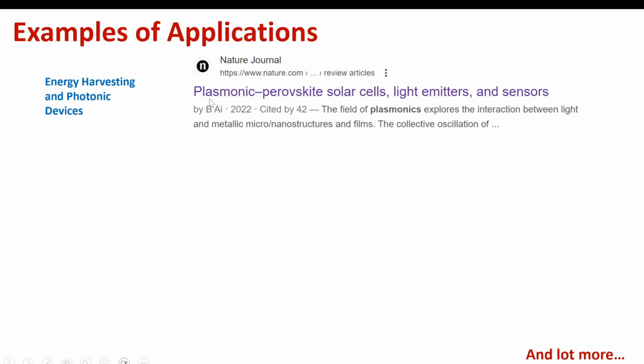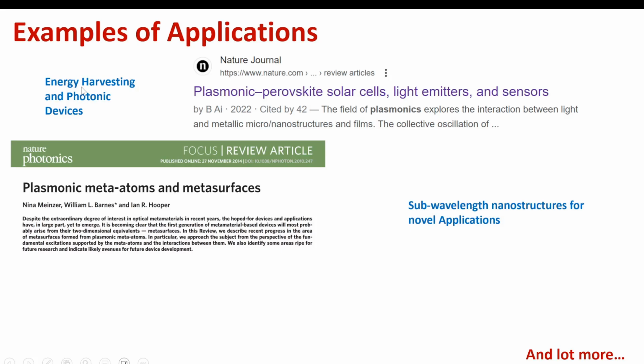Remember that using these coupled electrons and photons, the electromagnetic fields can be confined to a very small scale. The energy confined in that nanoscale volume can be used for different applications, for example in solar cells, in light emitters, and in sensors. In photonic devices and energy harvesting it is quite useful.